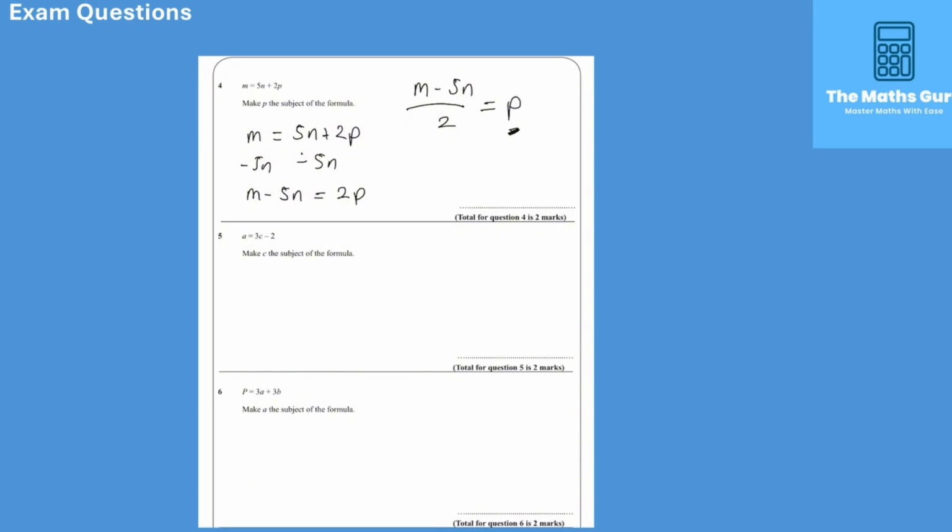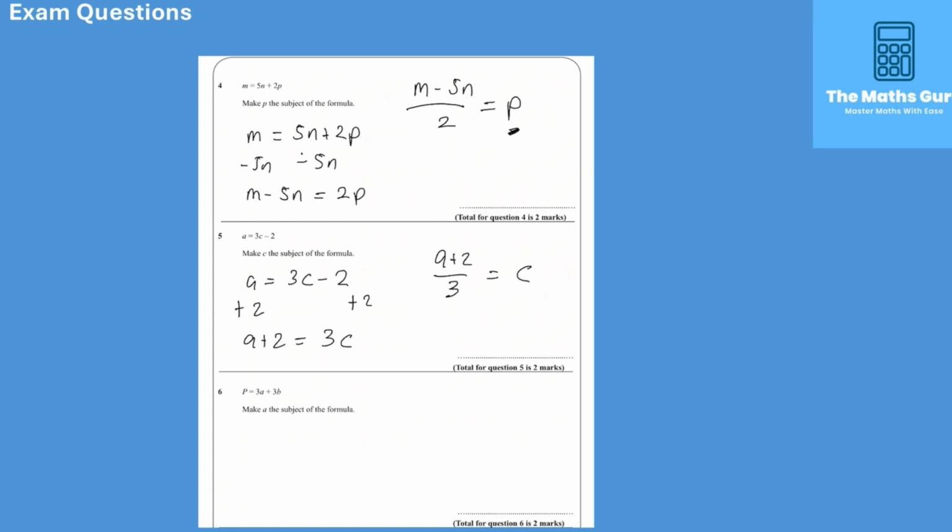So moving on to the next question, we have a is equal to 3c minus 2, and we have to make c the subject of the formula. So we see our c is being times by 3 and then minus 2 from that. We first deal with our addition/subtraction, and in this case it's minus 2, so we need to add 2 to both sides to reverse it. So a plus 2 is equal to 3c. Now we see that our c is being times by 3. To reverse this and get c by itself, we need to divide through by 3 on both sides. So a plus 2 divided by 3 is equal to our c.